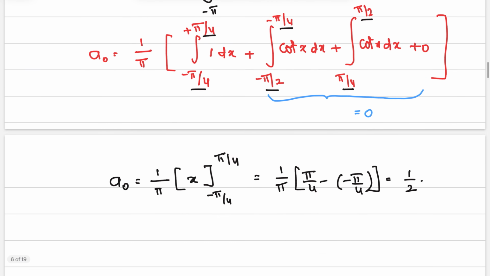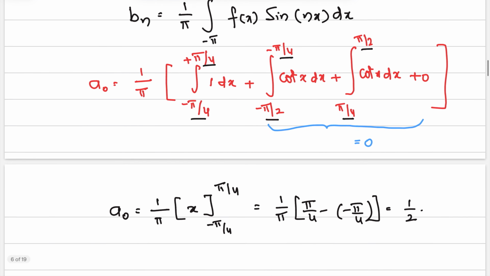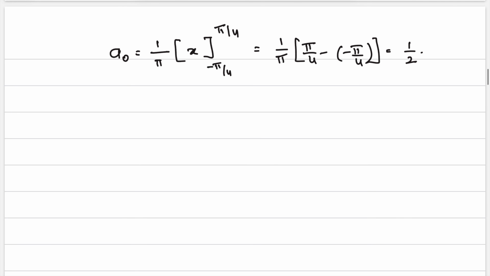Then in the equation, function x is equal to a naught by 2. Hence we have found out the first value, a naught by 2 is equal to 1 by 4. You got it?